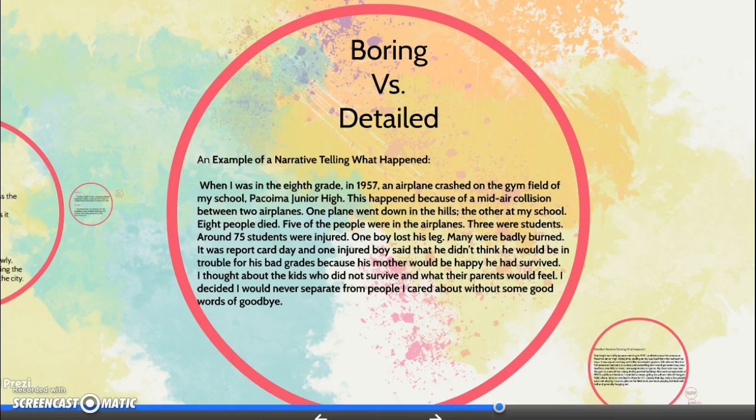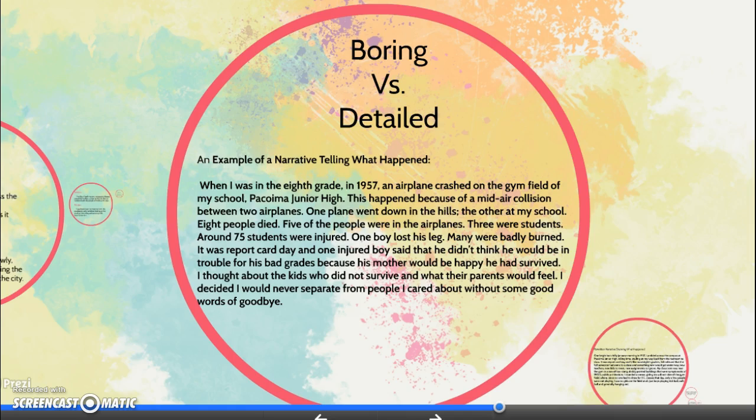You are also able to read it and take notes if you don't want to listen to the video as well. So any of those options work. You can watch this multiple times, whatever you need, but you should be taking notes about the differences between the first story and the second story. So here's an example of a narrative telling what happened. This is our first story.